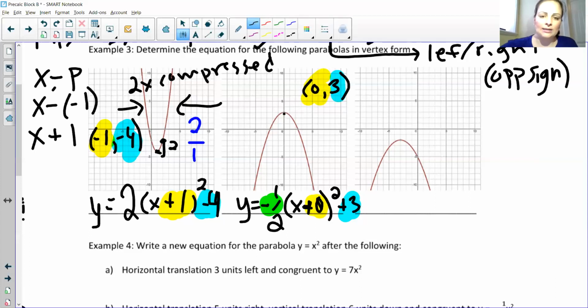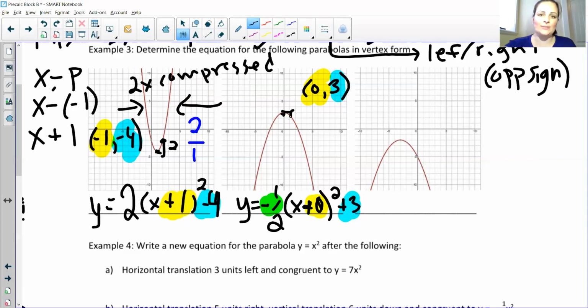Because from this vertex, and again I wish I could blow this up, I went over 1 and then I went down to find where on the parabola it meets, and it only goes down half of a grid mark. So that means the expansion compression factor is 1/2, and it's -1/2 because it opens down.